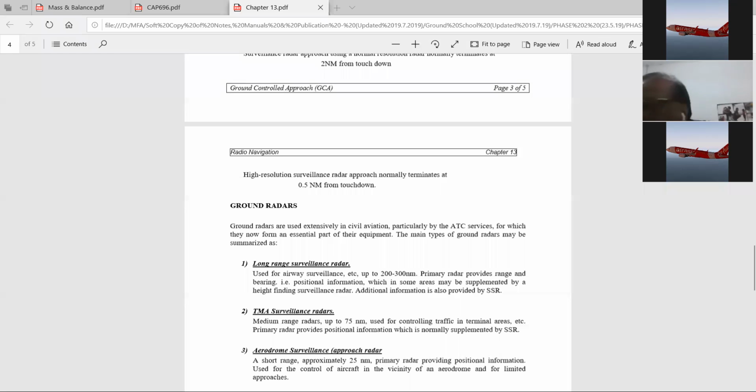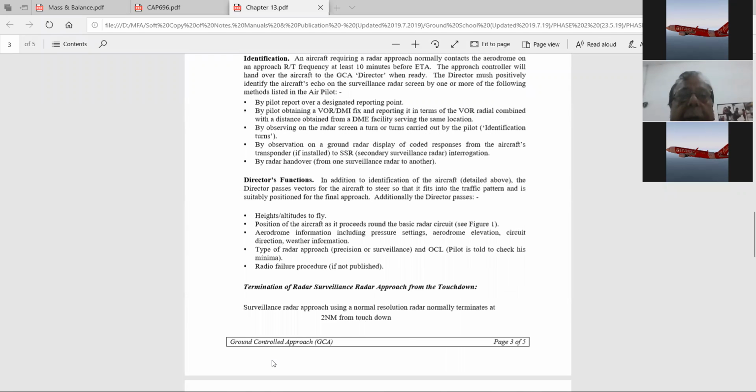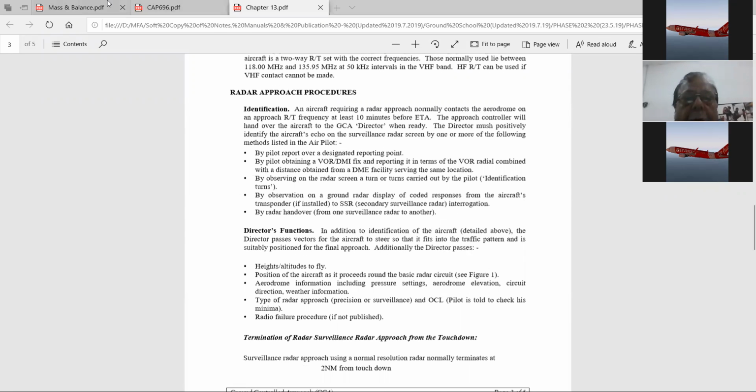Can you have a look? Can you go to the last page of this particular chapter? Radar assisted approach in the GCA. GCA or GCS? It's GCA, ground control approach. Last page. One page before this. Yeah, this one. When we talk about the termination of the radar surveillance, sir, can you change the font a bit, please? Make it a bit larger.